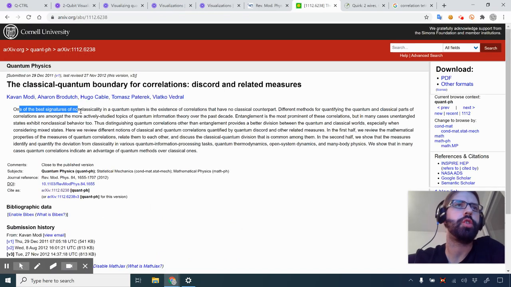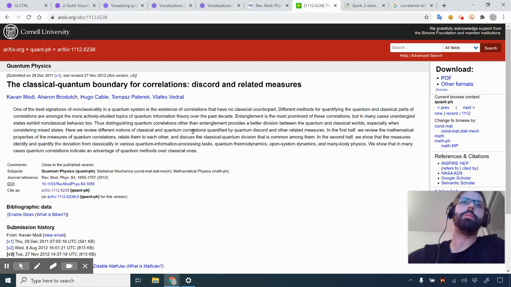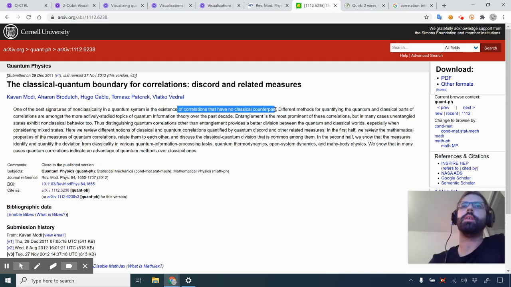One of the best signatures of non-classicality in a quantum system is the existence of correlations that have no classical counterpart. Different methods for quantifying... This is something that is like, is it the fact that they don't have a classical counterpart? Is it because, for example, you correlate the measurements, but each individual part seems to behave randomly? Is this what's not classical? I've gone through a bit of the Bell's theorem thing and the whole proof, but I really can't remember that.